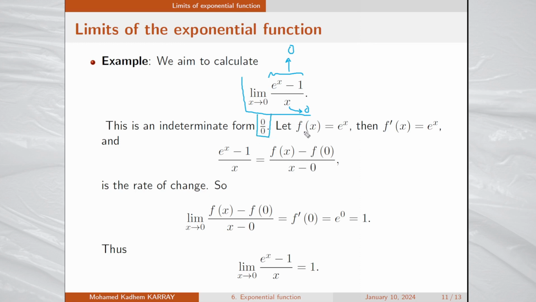Let's introduce the function f, exponential of x, whose derivative is itself. So the ratio here we have, for which we have to calculate the limit, is the rate of change of f between 0 and x. So by definition of the derivative, the limit of this rate of change as x goes to 0 equals f prime of 0, which is exponential 0, which equals 1. So the limit we are trying to calculate equals 1 by the properties of the derivative, the definition of the derivative, and the fact that the derivative of the exponential is itself.